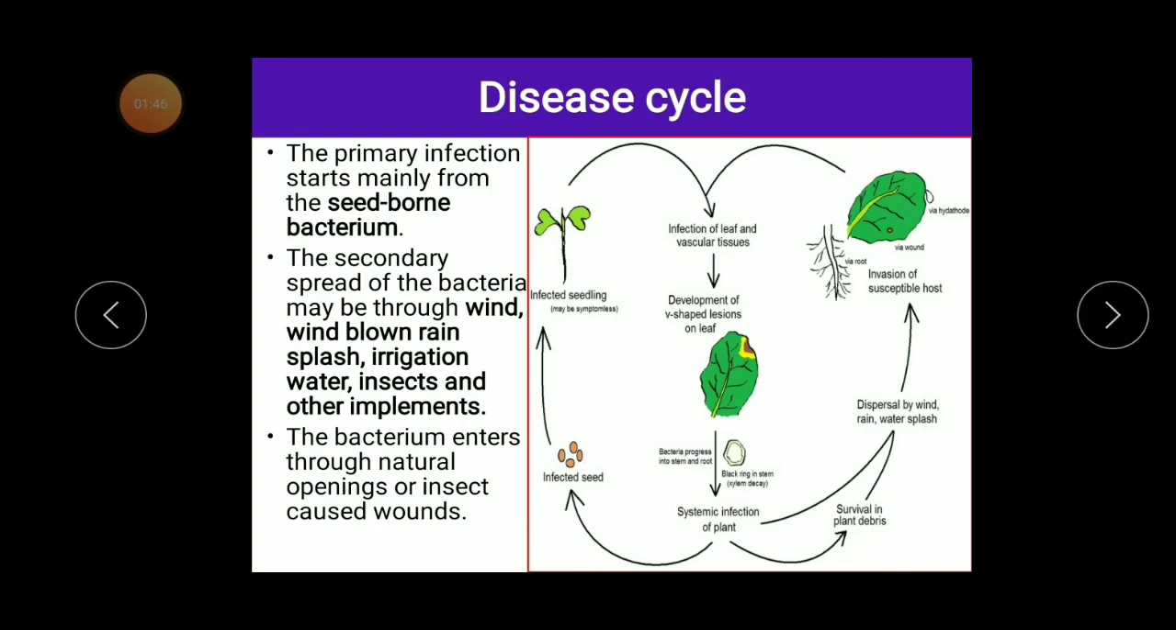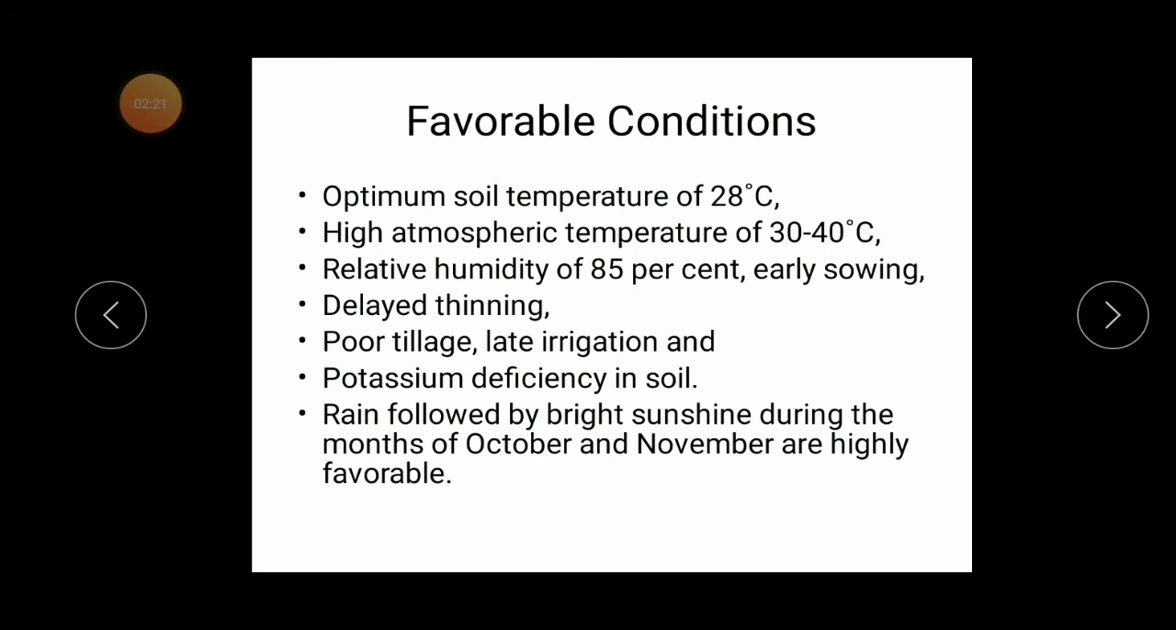The next one is favorable condition. So this disease is favored by optimum soil temperature of 28 degrees Celsius, high atmospheric temperature of 30 to 40 degrees Celsius, relative humidity of 85%, and early sowing, delayed thinning, poor tillage, late irrigation, potassium deficiency in soil, and rain followed by bright sunshine during the months of October and November are highly favorable. So these was the favorable condition which favors development of the bacteria.